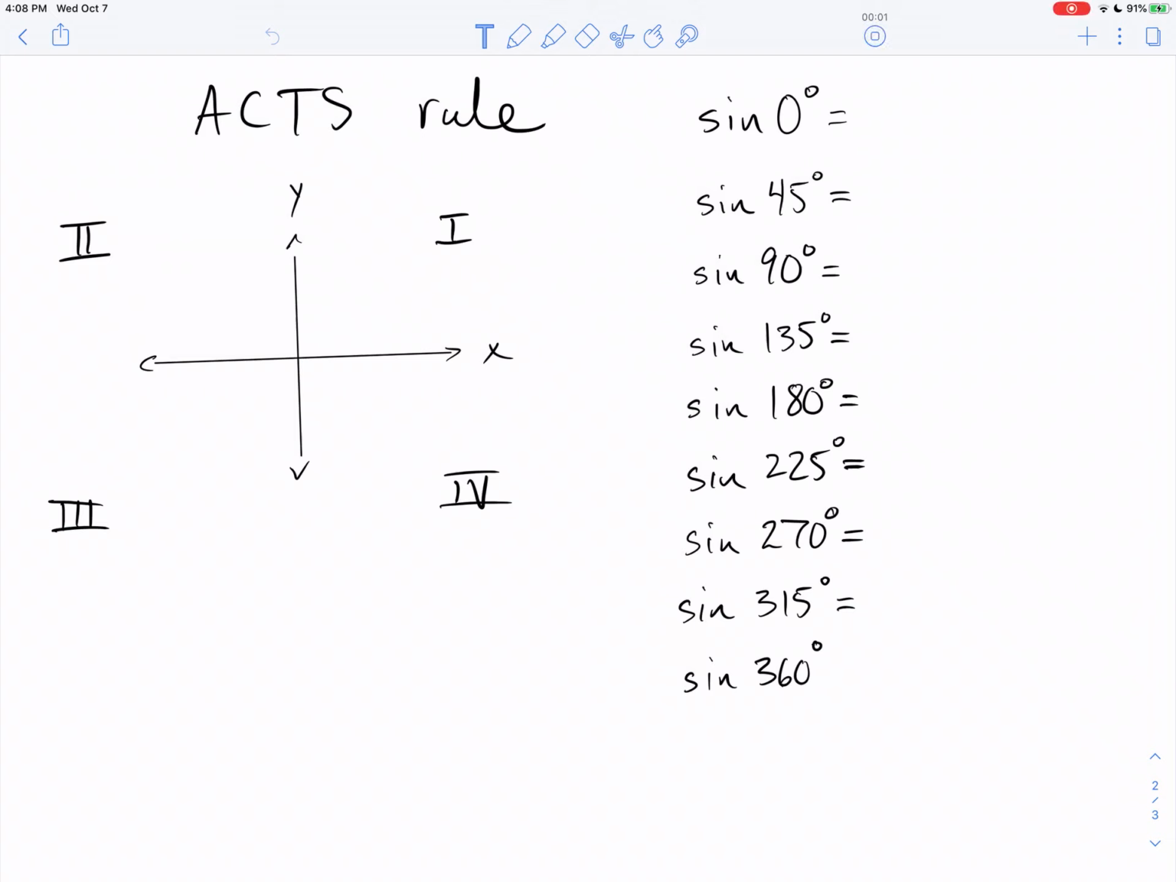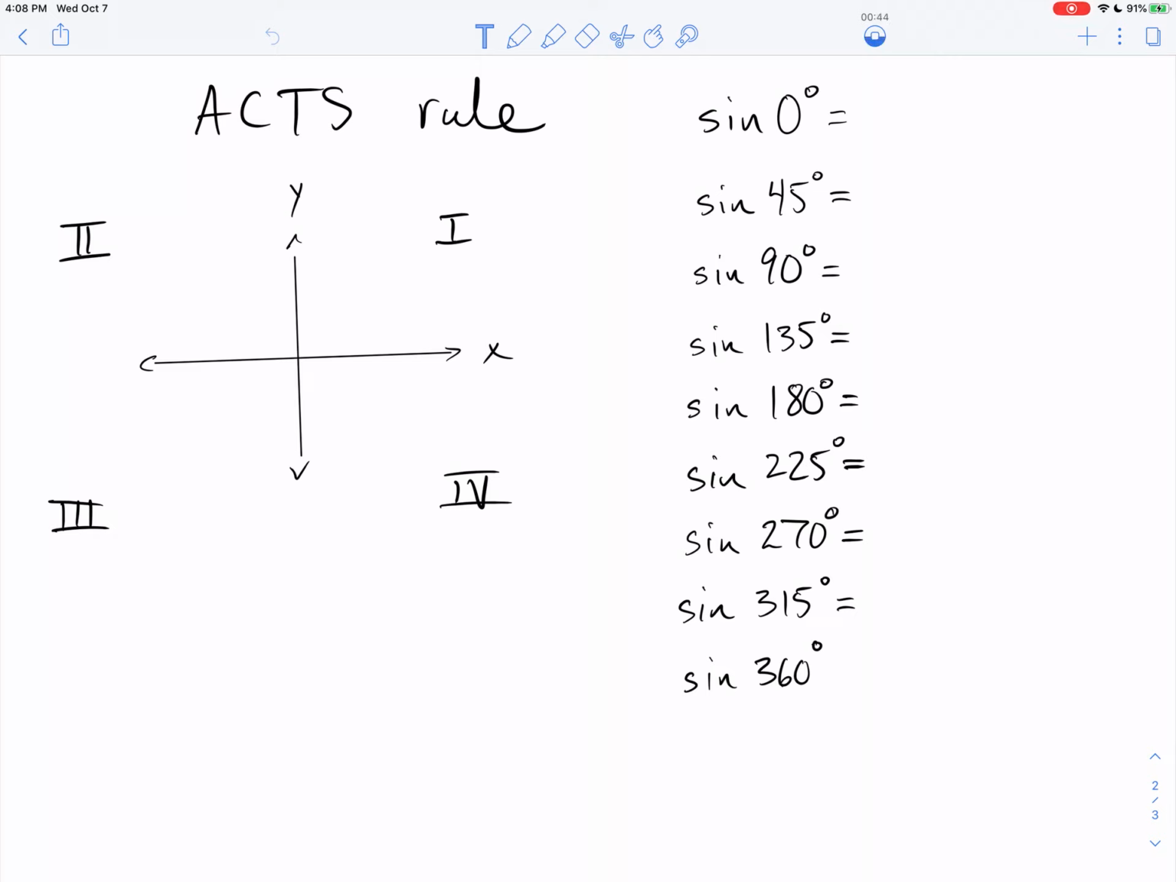Okay, guys, we're going to talk about something called the ACTS Rule and Quadrantal Angles. So, I have a list over here with different sine angles, and my calculator is currently set to degree mode. This is the only time that it's ever mattered. Now that we're in the trig section, if you're working in degree, be in degree mode. If you're working in radian, be in radian mode. So since you guys are more familiar with degree measurements at this time, I'm doing all this in degrees.